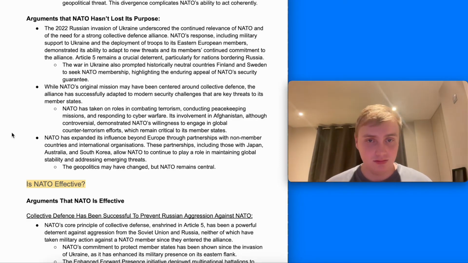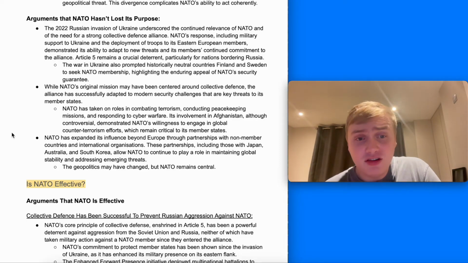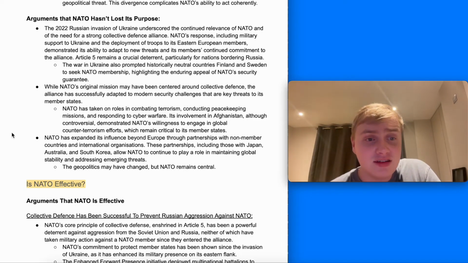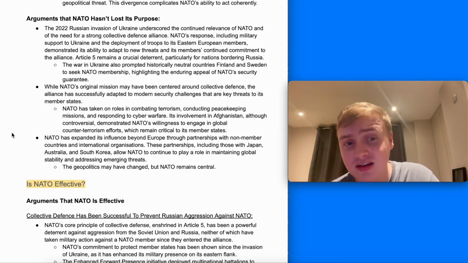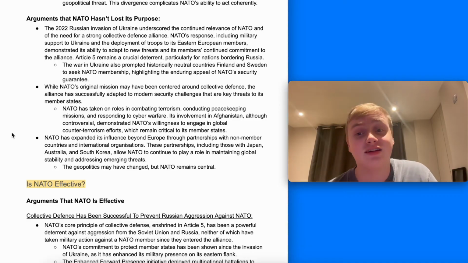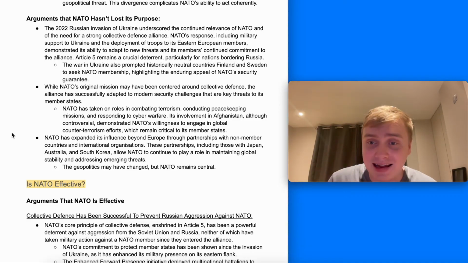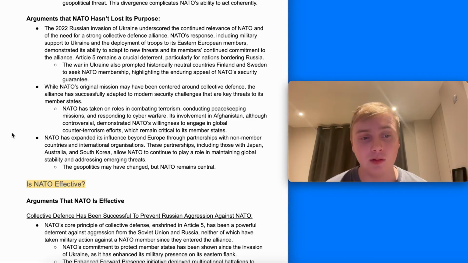Whilst its original mission may also have been around collective defence, the NATO alliance also can be seen as having successfully adapted to modern challenges, rather than being drawn away from its original purpose. It's taken on important roles in combating terrorism, conducting peacekeeping missions, and responding to cyber warfare, and can therefore be seen as having adapted to an ever-changing security landscape and an ever-changing global politics.